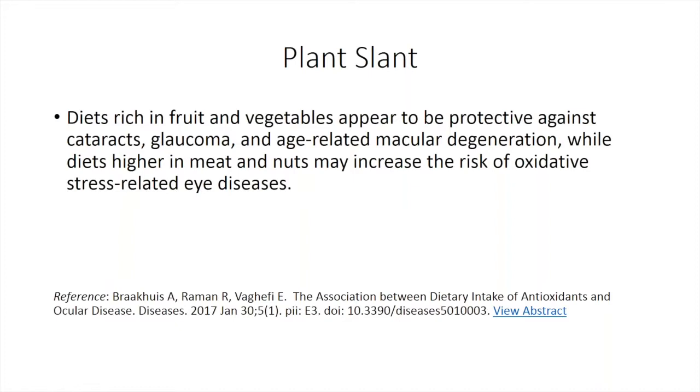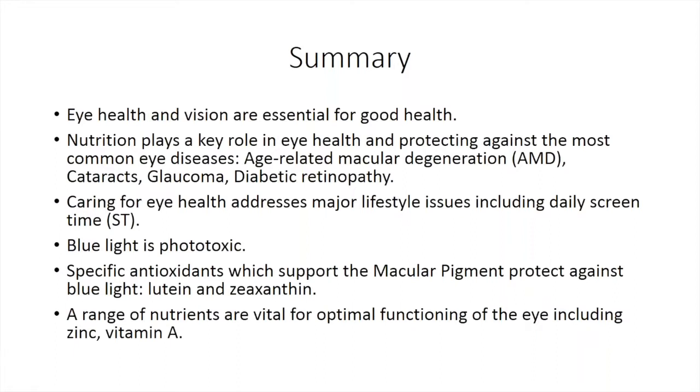Well, that's supporting the information I'm sharing with you, effectively providing antioxidants and bioflavonoids, whereas diets higher in meat and nuts, interestingly, because I guess because the risk of oxidation of the fatty acids in them, leading to oxidative stress, may increase the risk of oxidative stress-related eye disease. And I think it's about balance here. So definitely plant slant, definitely the way to go.